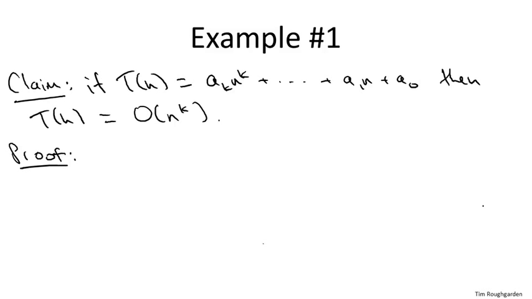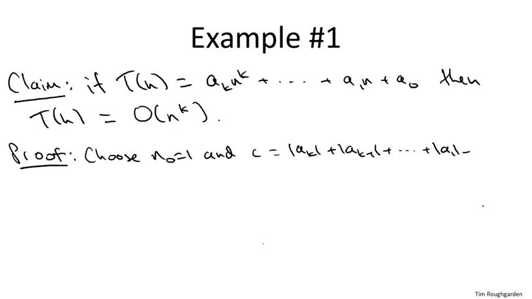So let's work with a constant n naught equal to 1. So that's a very simple choice of n naught. And then c we're going to pick to be the sum of the absolute values of the coefficients. So the absolute value of a_k plus the absolute value of a_(k-1), and so on. Remember, I didn't assume that the original polynomial had non-negative coefficients. So I claim these constants work in the sense that we'll be able to establish the definition of big O notation. What does that mean?